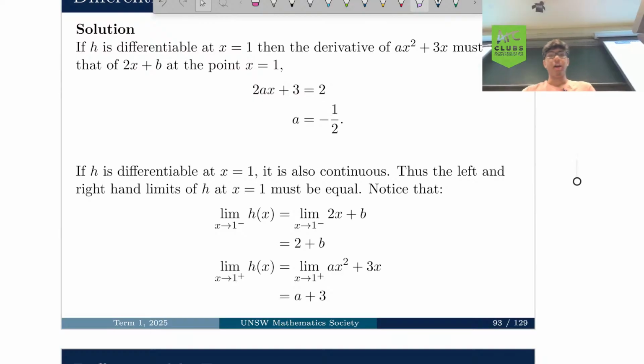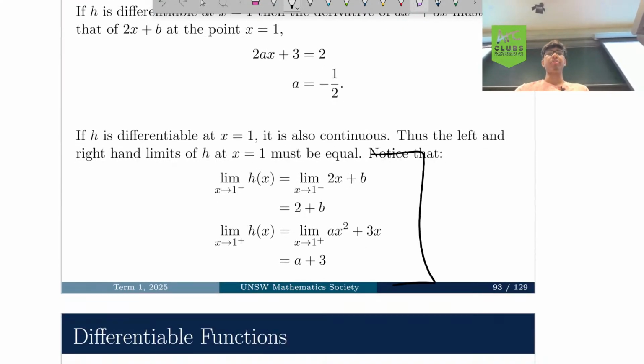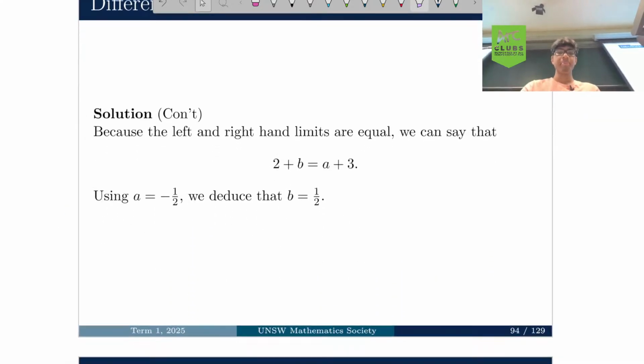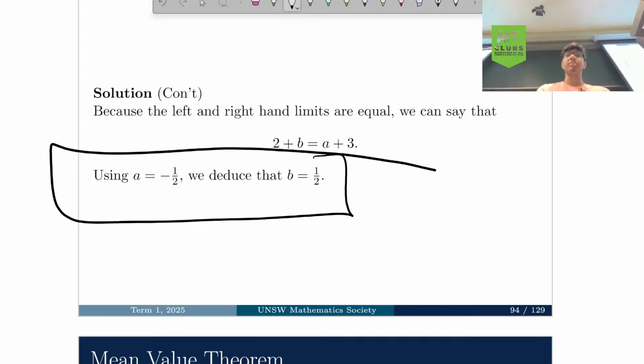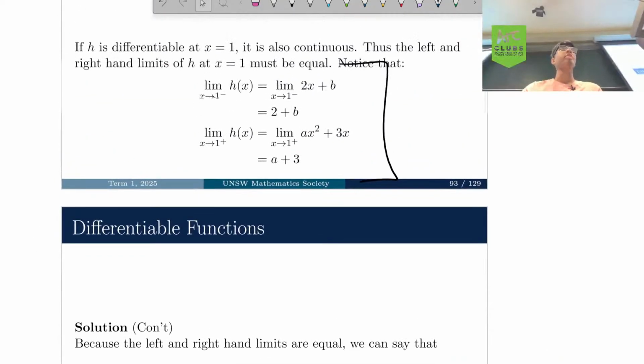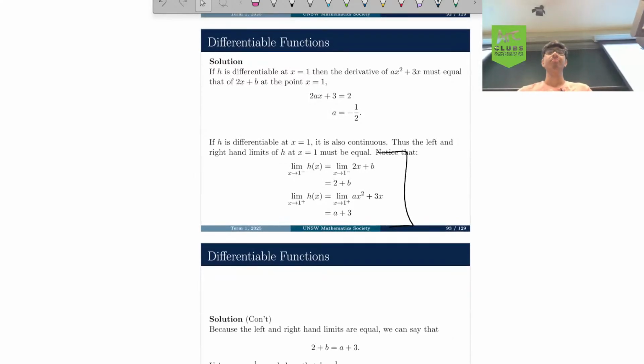So I have my solution for a, it would be negative 0.5. I have equated both sides of my limit, and because of that, I know that a plus 3 equals 2 plus b, and they get the exact same answers. a is negative 0.5, b is 0.5. Any questions with that question? Is that fine? Cool.